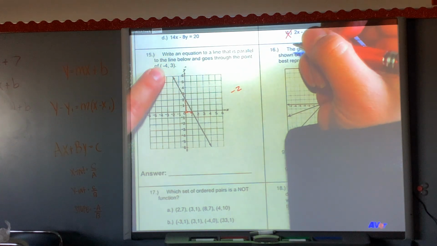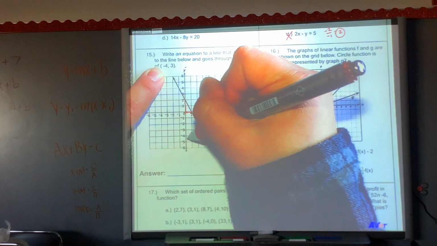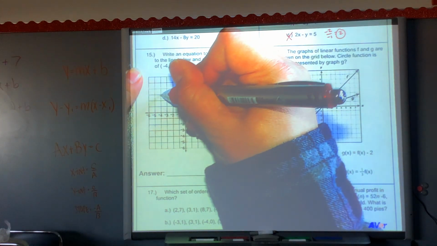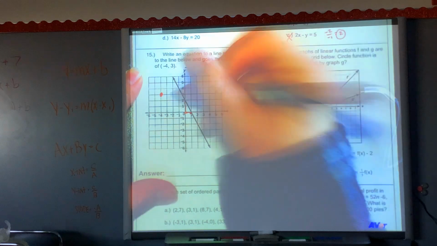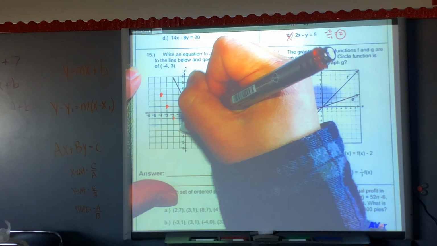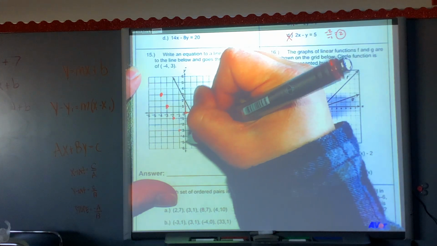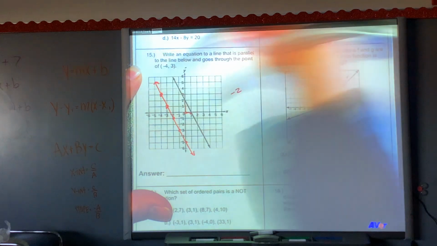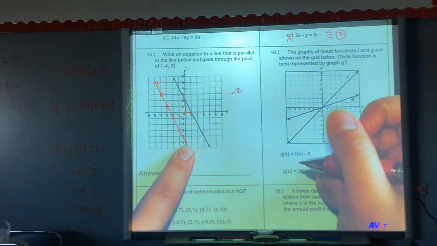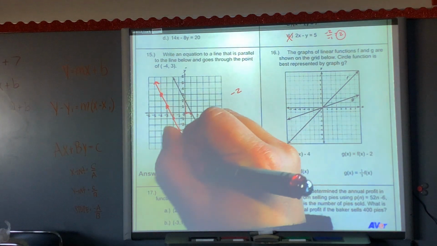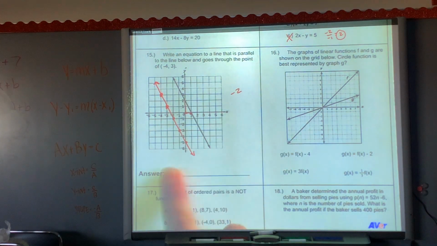If it is going through negative 4, 3, that would be negative 4, 3 here. And if it is a negative 2 slope, I can just draw a slope down 2 over 1, down 2 over 1, down 2 over 1, until I hit my y-axis. When I hit my y-axis, I have my y-intercept, which means I can write my equation in y equals mx plus b form right here. That is what you're going to do from then on.